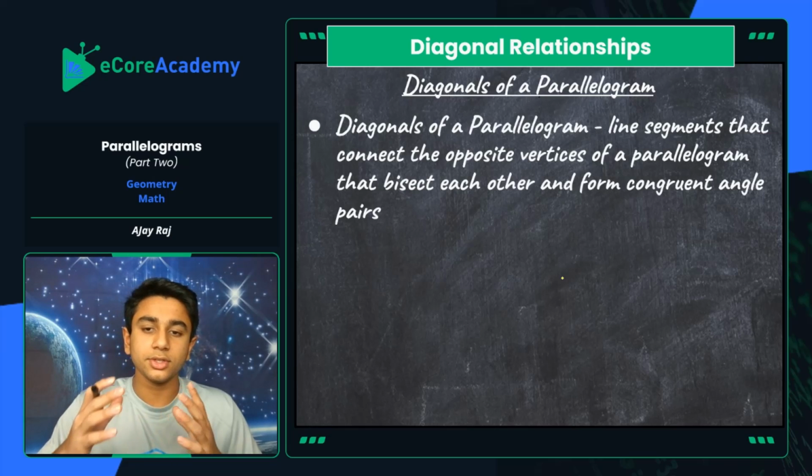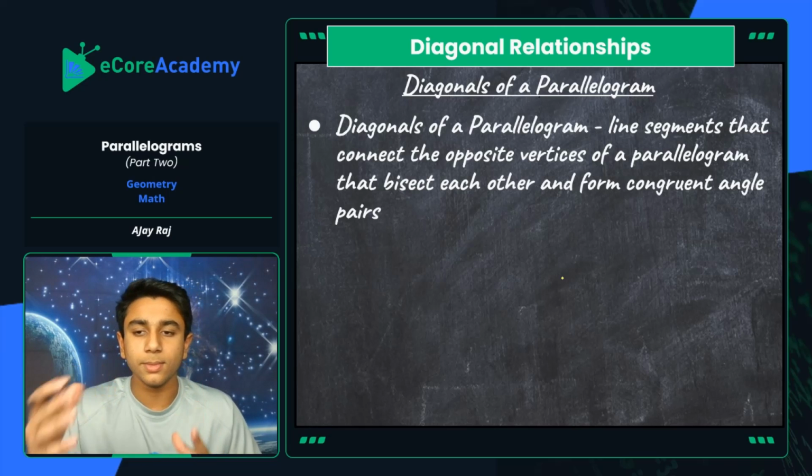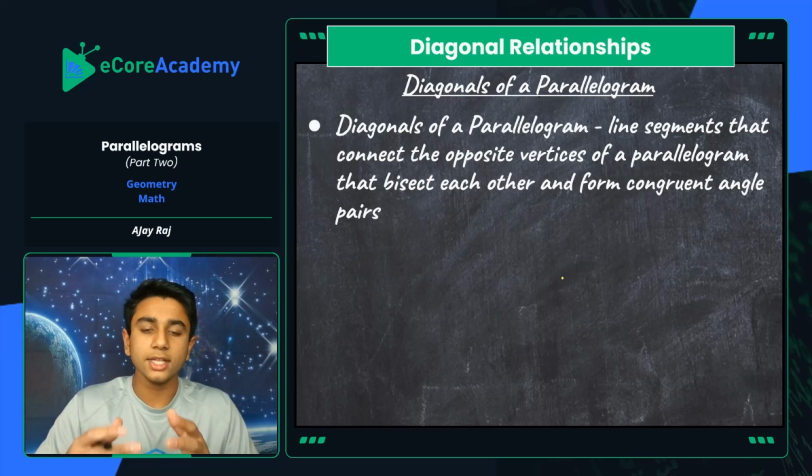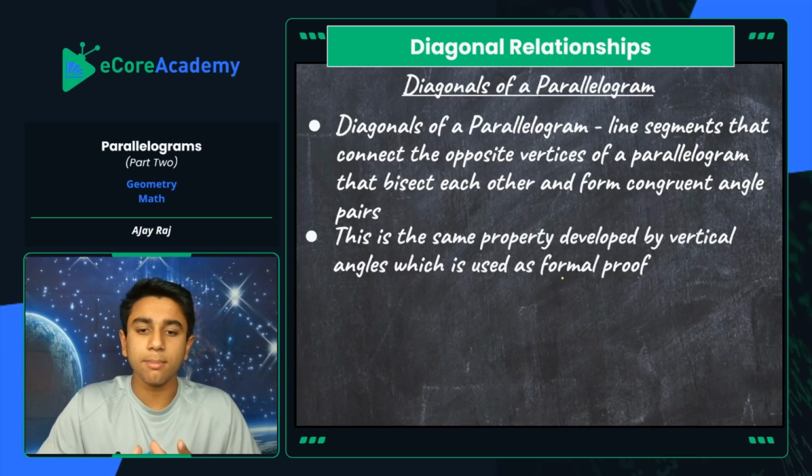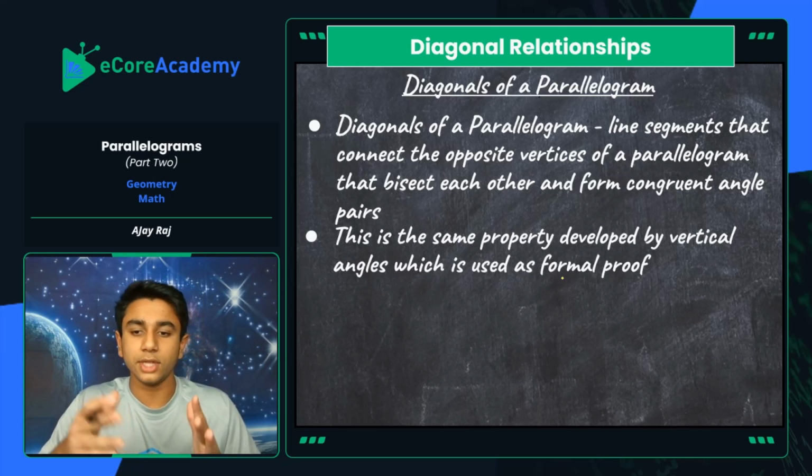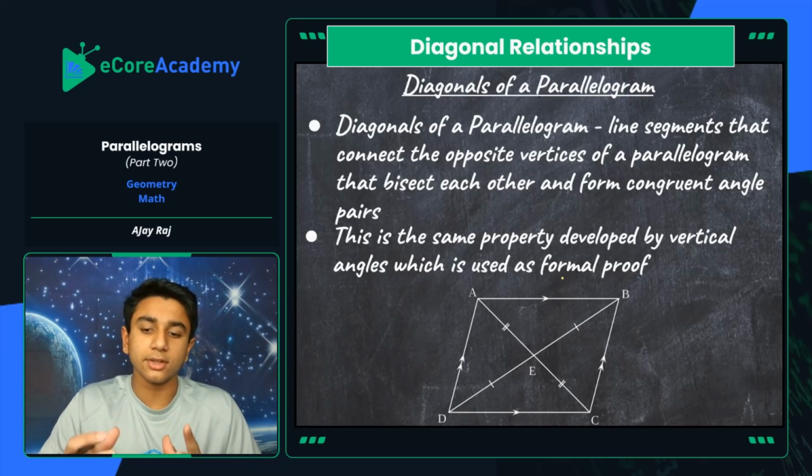By definition, the diagonals of a parallelogram, like with many other quadrilaterals, are line segments that connect the opposite vertices of a parallelogram, that bisect each other and form congruent angle pairs. And this is the same property developed by vertical angles, which is used as formal proof. So that's its form of proof, the vertical angles theorem. I'm going to show you what exactly I mean.